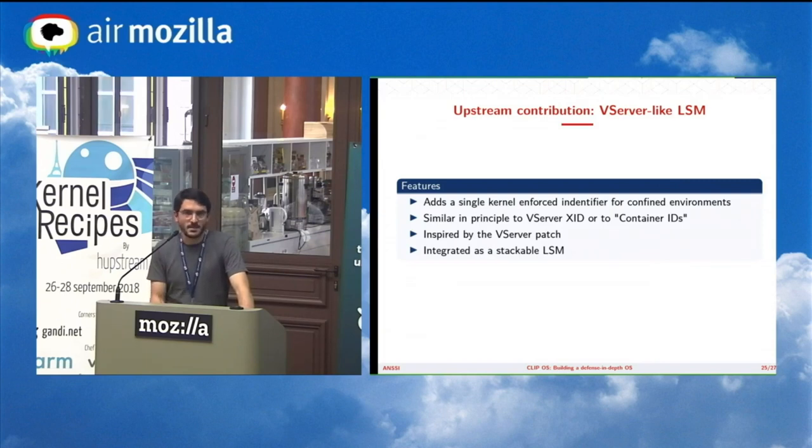The thing we like in it is that we have a single identifier for containers, mostly for confined environments. In vServer, it's called XID. There was a similar proposal in the upstream kernel about container IDs that has been rejected, unfortunately. It's the same kind of IDs that we like here for confined environments. So we are going to create a new stackable Linux security module with the same ID.